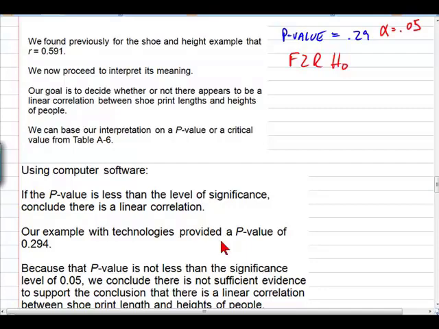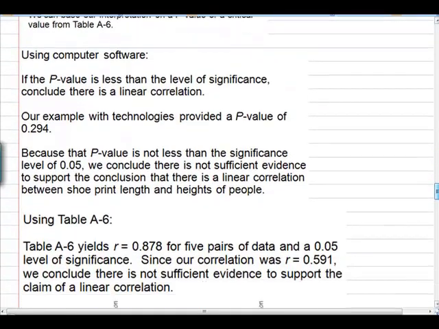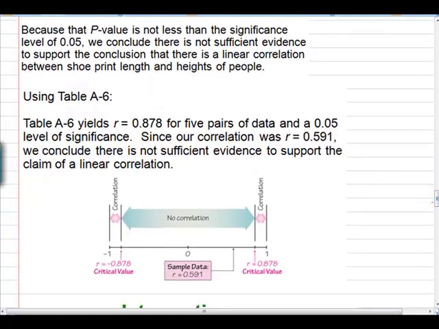With our technology, we have a p-value of 0.294. Because that p-value is not less than the significance level of 0.05, we conclude there's not sufficient evidence to support the conclusion that there is a linear correlation. What's going on here? This is a t-statistic, by the way. I just didn't bother to copy the test statistic here since we're using the technology and the p-values to make this decision.